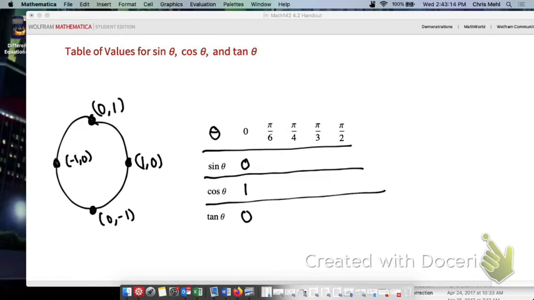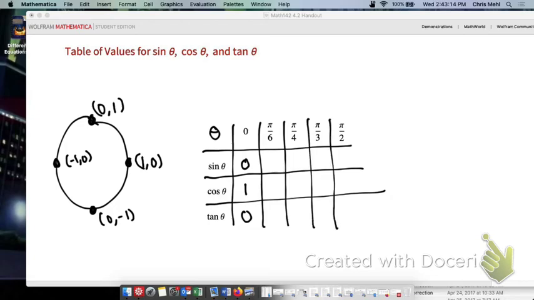Let me create some rows and columns here just so I have some things to fill in. Now I'll do sine of pi over 2. Pi over 2 points to the top of the unit circle. Sine is the y-coordinate of 1. Cosine is the x-coordinate of 0. And we know that tangent is undefined, or does not exist at pi over 2. Okay, 1 divided by 0 is undefined.